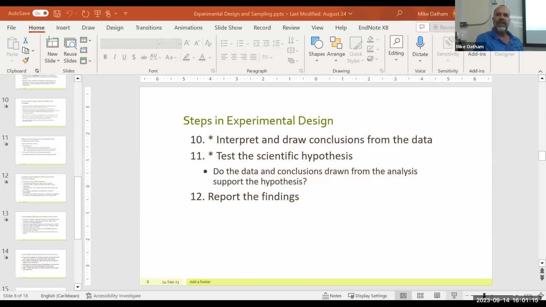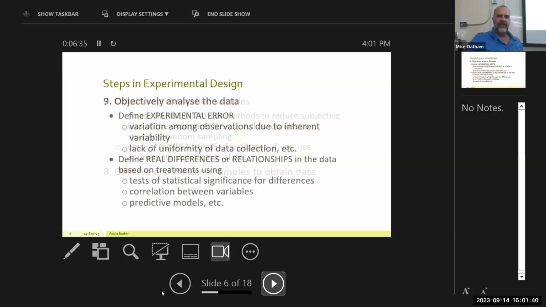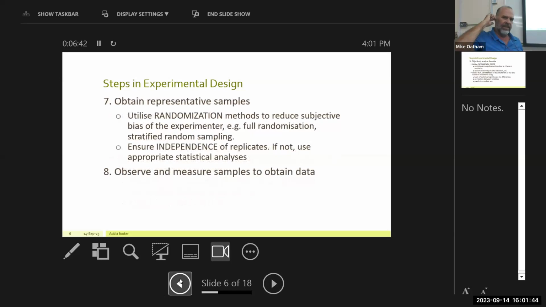So this is the continuation of the lecture that I started on Monday, and to refresh your memory, we were going through the different steps in experimental design that we'd laid out. I think we've gotten up to about this slide. Anyway, let me go back one more slide just in case.